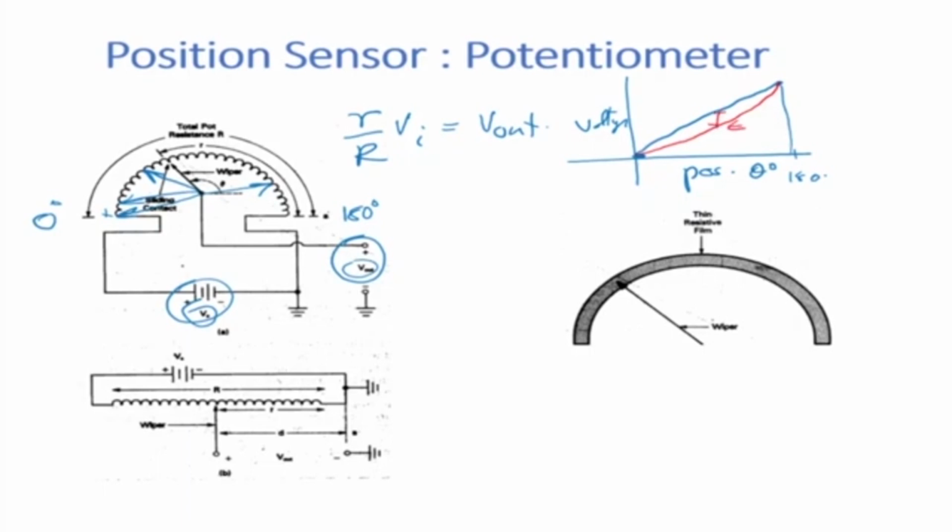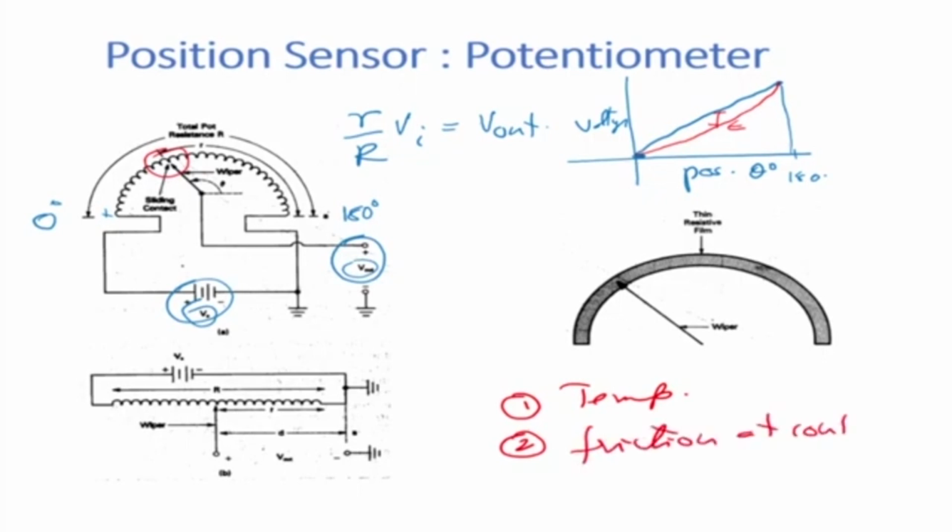Why will it not be exactly a straight line? Because resistance change is affected by, number one, temperature. A change in temperature will affect the resistance. Number two, there is physical contact at the wiper, so there is friction at contact. Number three, there is wear and tear as it is moving. Because of these reasons, voltage versus position is not exactly a straight line, and there will be some nonlinearity in there.